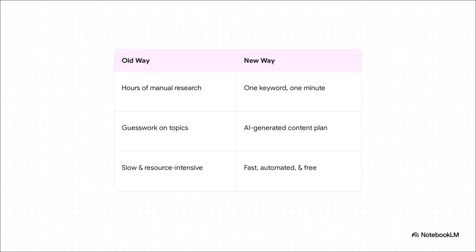Looking at this comparison really brings the point home. The old way? Hours and hours of manual research, spreadsheets, and a lot of guesswork. The new way? You give it one keyword, and in about a minute, you have an AI-generated, data-driven content plan. It takes something that was slow and expensive and makes it fast, automatic, and totally free.